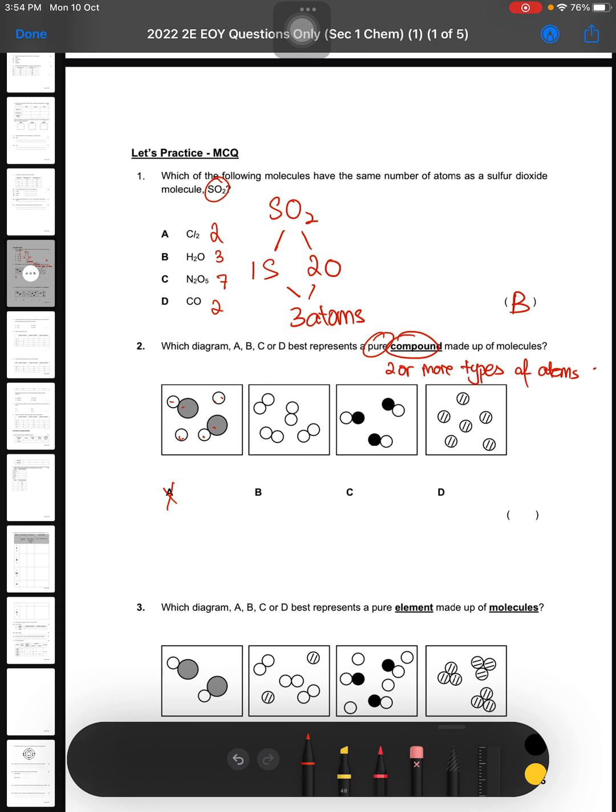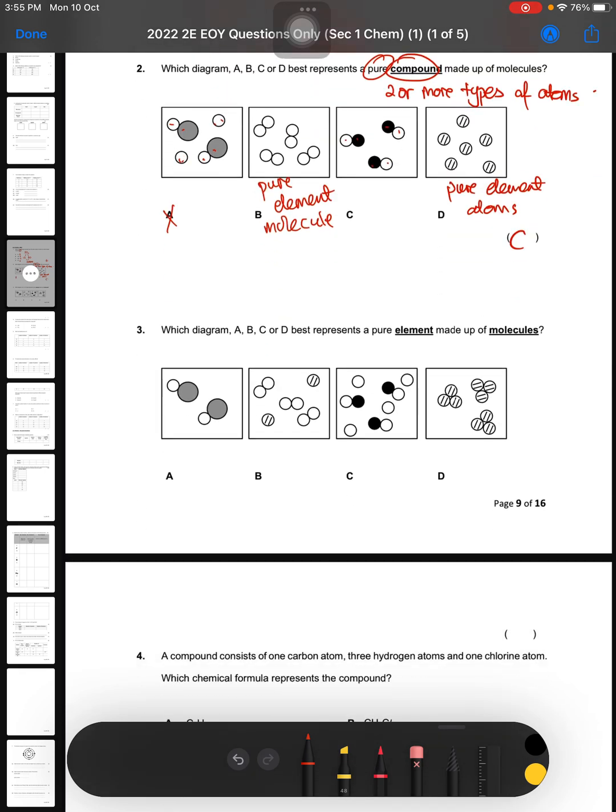So for B, this option is a pure element. C, you see it's the same black and white circles. It is made up of two types of atoms, therefore C is actually a pure compound. If we take a look at D and B, they are very similar. D is also a pure element, but this is in atoms, and for B this is a molecule because there are two atoms bonded together.